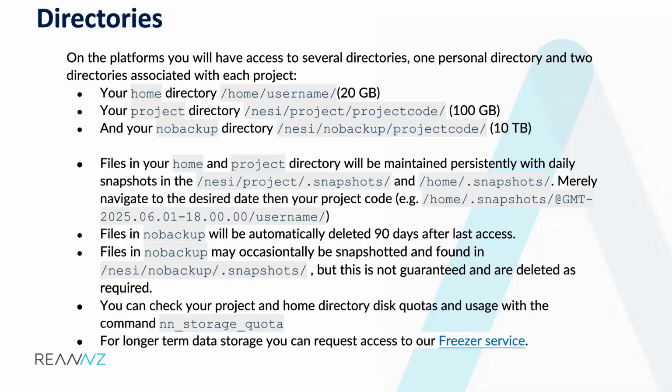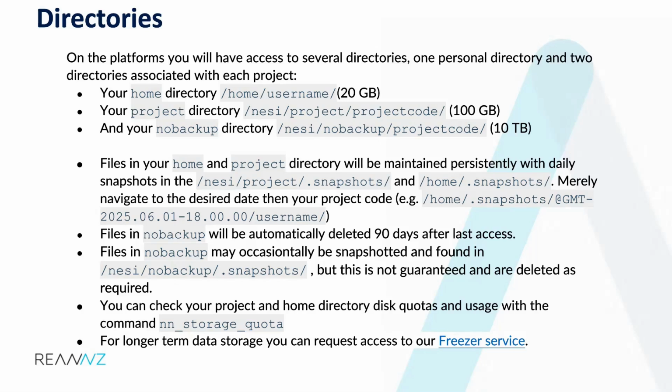For home and project, we regularly take snapshots, which are maintained and can be found in the hidden .snapshots directory of each of /home and /nesse/project. Once you are in the .snapshots directory and selected the snapshot date you want to look at, you can then specify your project code or username and find the directory snapshot. Then you merely need to copy the required files back into your home or project directory.